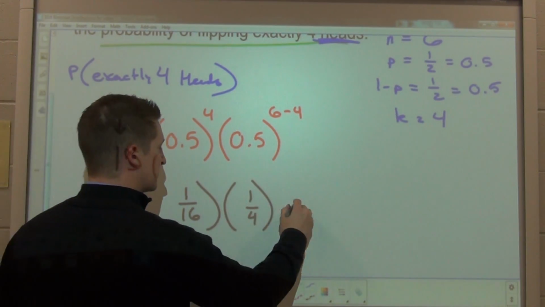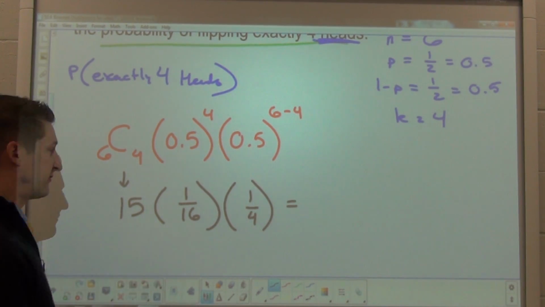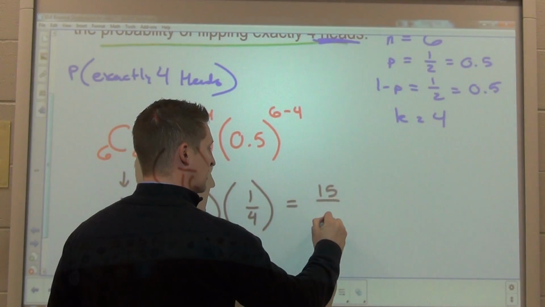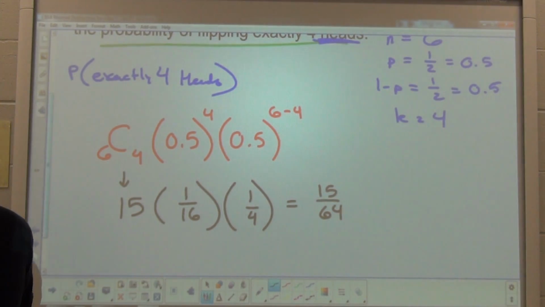And then I multiply these things together. 15 times 1/16 times 1/4. Well, if I wanted it as a fraction, it would turn into 15 out of 64. Sometimes fractions are great, they're easy to work with. A decimal would be just fine here as well.